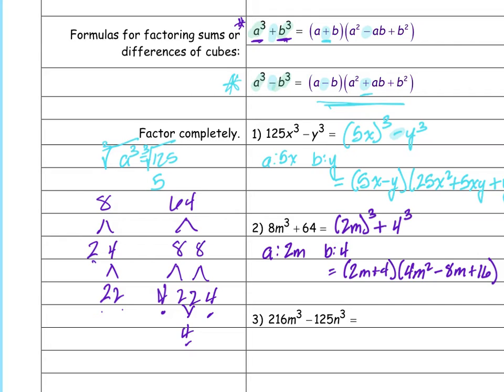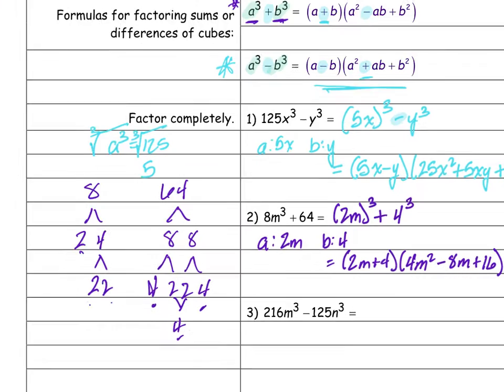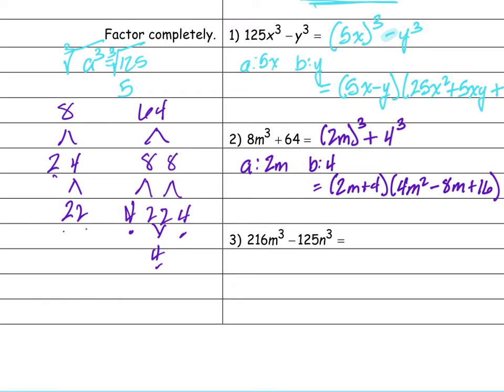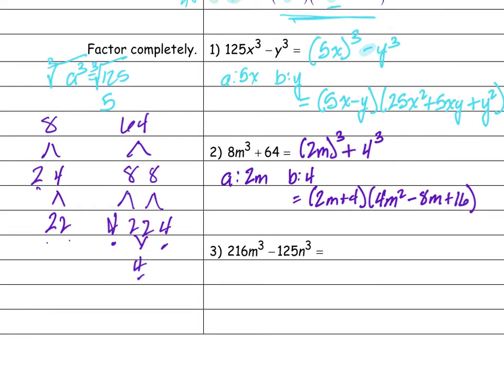Okay, questions, anybody? Okay. So again, I'm going to rewrite it in its cubed form, I guess, if that's what you want to call it. So 216 cubed, I want to say is 6, I think. Let's look. So 6 times 6 times 6. Yeah, 216. So that's 6 cubed.